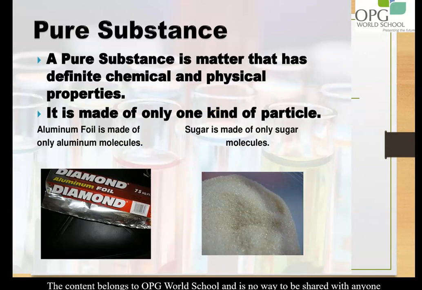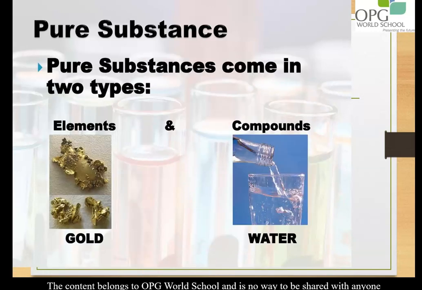So, a pure substance is matter that has definite chemical and physical properties. It is made up of only one kind of particles. So, an aluminium foil is made up of only aluminium atoms or molecules. Similarly, sugar is made up of only sugar molecules. Pure substances come in two types: elements and compounds.